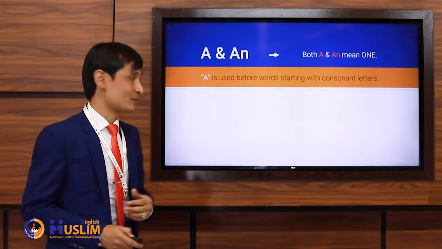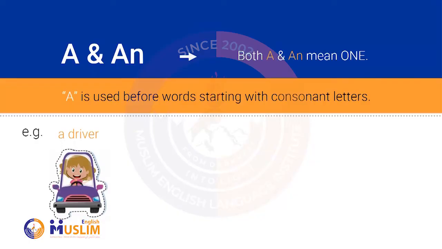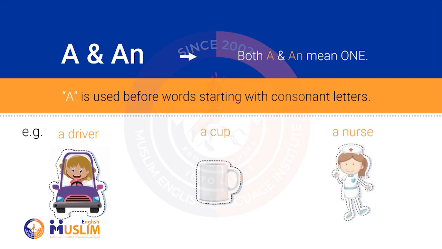For example, a driver starts with D, which is a consonant letter. A cup, C, consonant. A nurse, what is N? It's also a consonant letter.